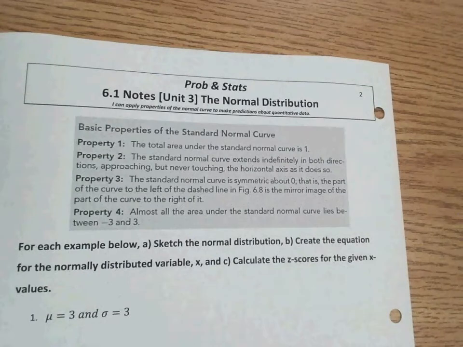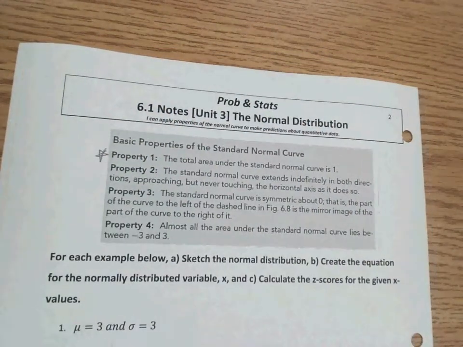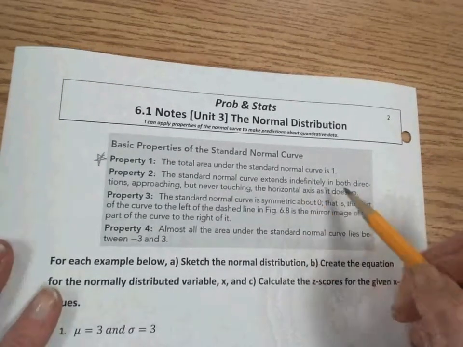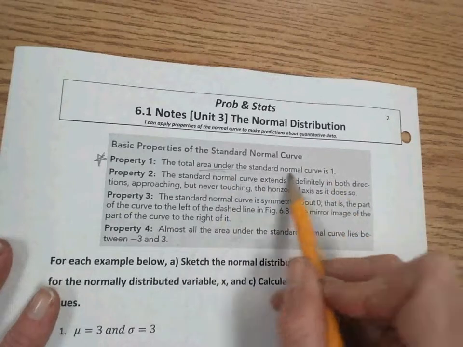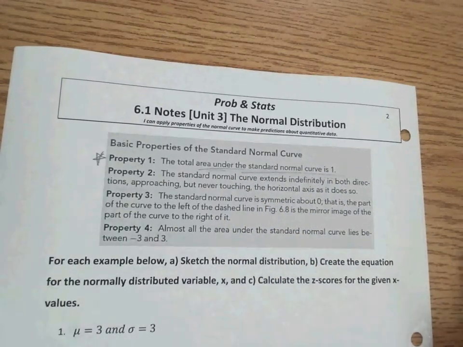We're going to do a few examples, but first we'll take a look at a few properties. Property number 1, will you please read, Lainey? The total area under the standard normal curve is 1. Thanks. And that's key. That's the one we'll reference most often in a specific way. So the area under the standard normal curve is 1. Keep that in mind.